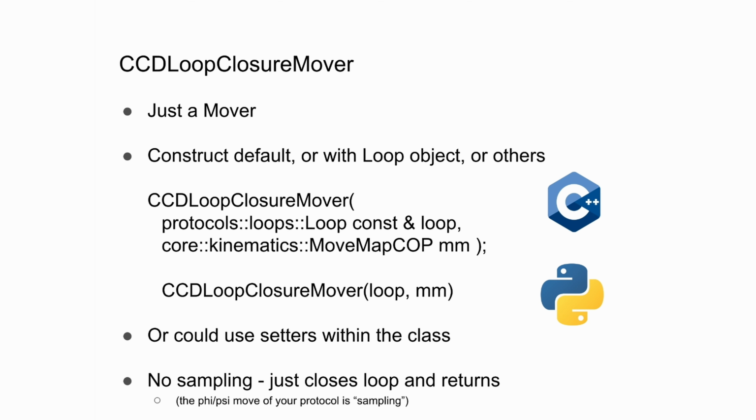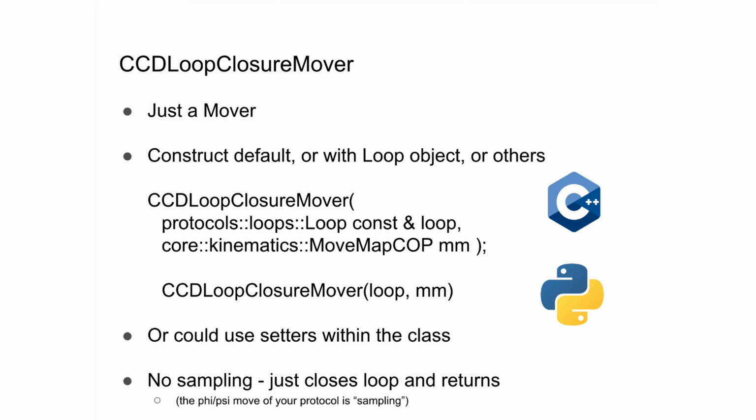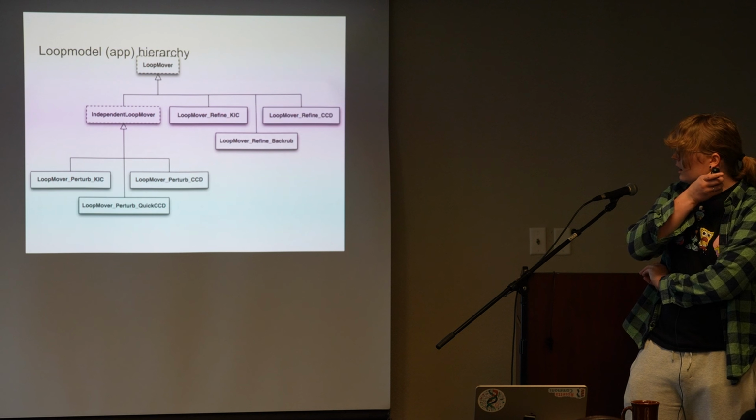Okay. So the CCD loop closure mover is just a mover, so it works the way movers work. You can use the default constructor, or you can give it a loop object or others. In this case, we're giving it a move map as well. In this example, I can just use the setters within the class. This one doesn't do sampling. It just closes the loop and returns it. And the phi psi moves from your protocol is the sampling.